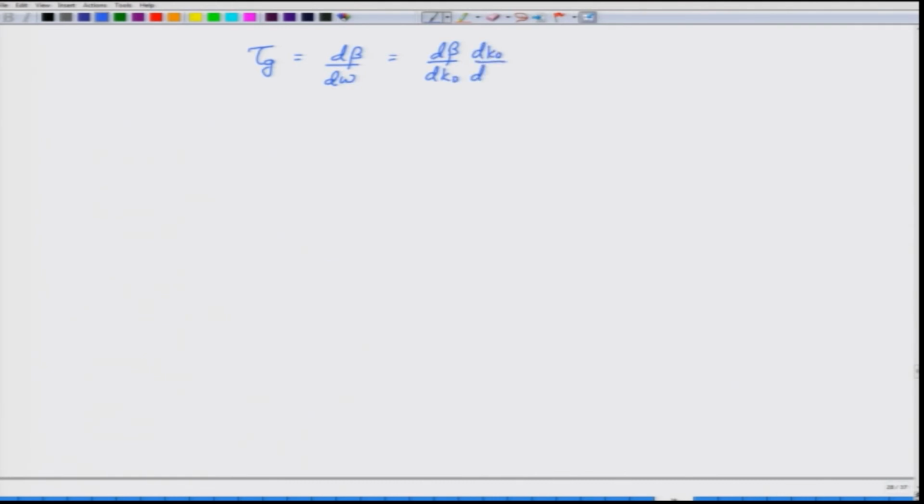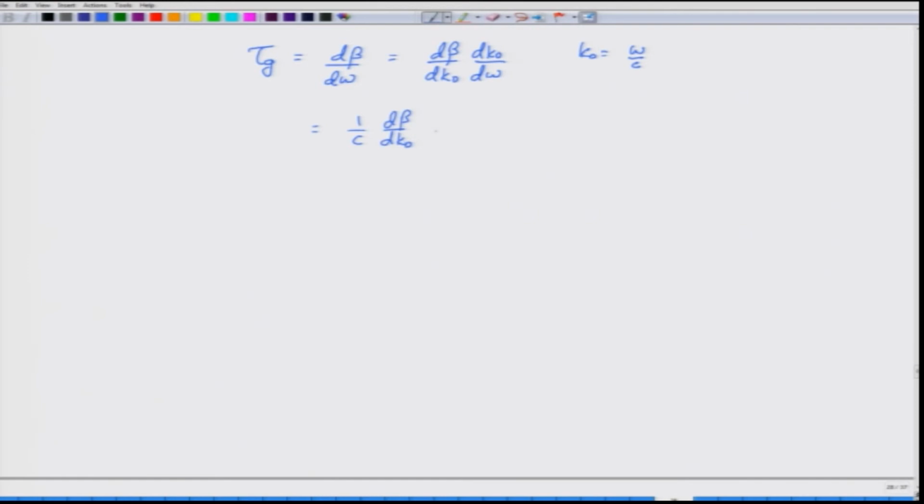differentiating k naught with respect to omega, where k naught of course is given by omega by c, where c is the phase velocity, and you are simply writing this dk0 on both sides, so that the entire expression is still the same. Okay. Because k0 is in this way, dk0 by d omega will be 1 by c. So, this is actually equal to 1 by c d beta by dk0.